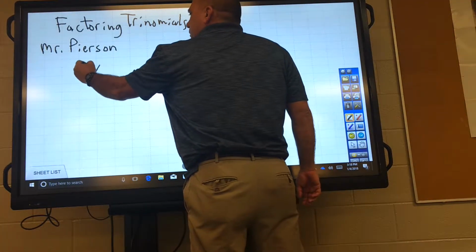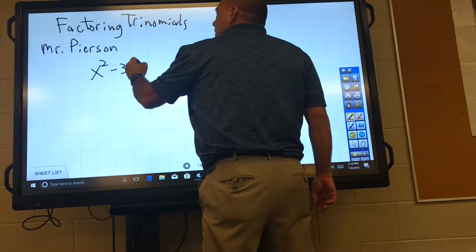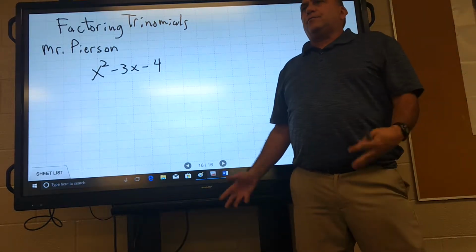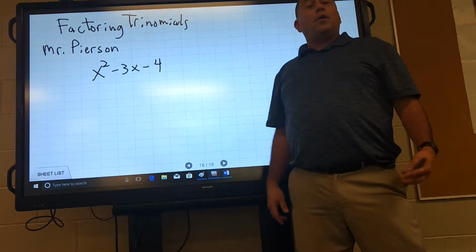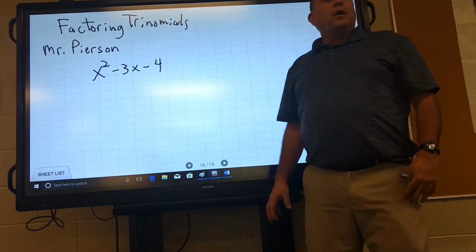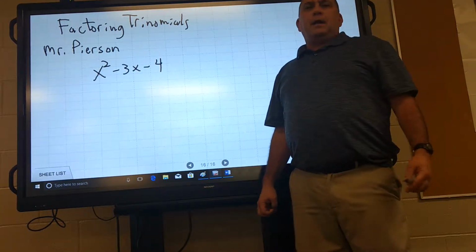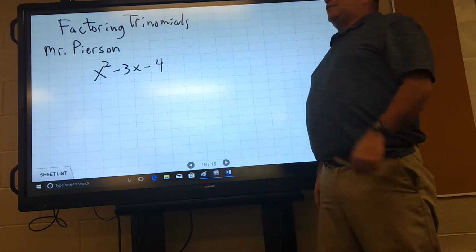Here's a trinomial, x squared minus 3x minus 4, and we're going to be asked to factor this. Now there's numerous things you can do with this. You can actually eventually solve a quadratic equation by factoring. So factoring is somewhat useful if you know how to do it. And we're going to look at the process for factoring.